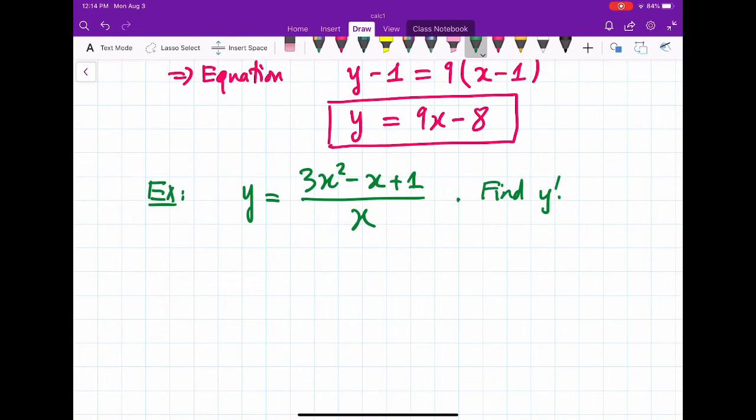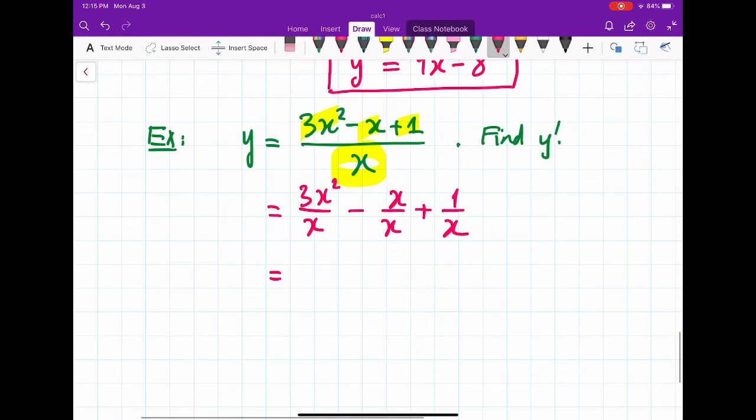if we don't change it. So in this situation, I will break this function into 3 functions, because on the top you have 3 terms, and in here you have only 1 term. So we can break this into 3 functions as 3x squared over x minus x over x, and then plus 1 over x. You see, it is pretty easy, right? And you rewrite all terms in the power form. So I have 3x, from here I have 1, and 1 over x is plus x to the negative 1.